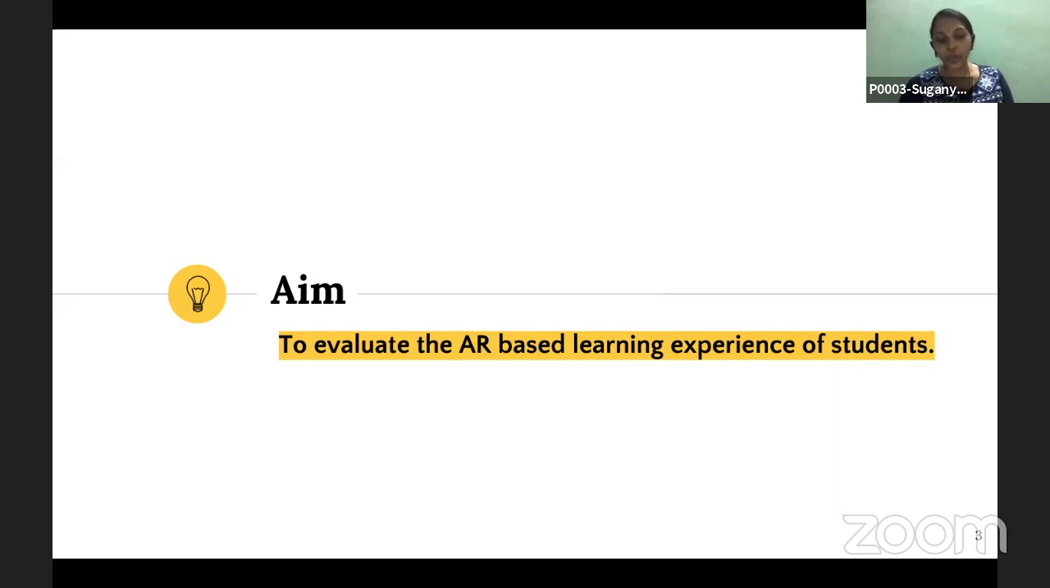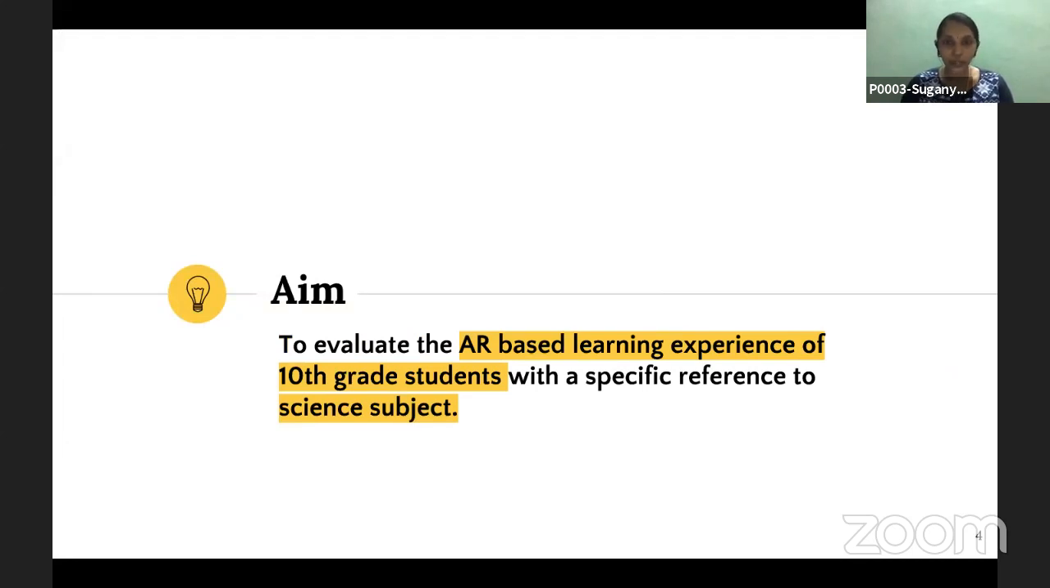The main aim of the study is to evaluate the augmented reality based learning experience of students. To be precise, to evaluate the AR-based learning experience of 10th grade students with a specific reference to the science subject. Why 10th students and why science subject? The mobile app mentioned in the title, TN Schools Live app, has educational contents of only 10th and 12th grade students' subjects. 10th grade students are less exposed to technology compared to 12th grade students. And the science subject has many attractive diagrams for which AR contents are available in the app. And the topic Heart, Circulatory System of Man, from Biology chapter 5 was chosen considering the topic's importance for both general knowledge and examination purposes of the 10th grade students.